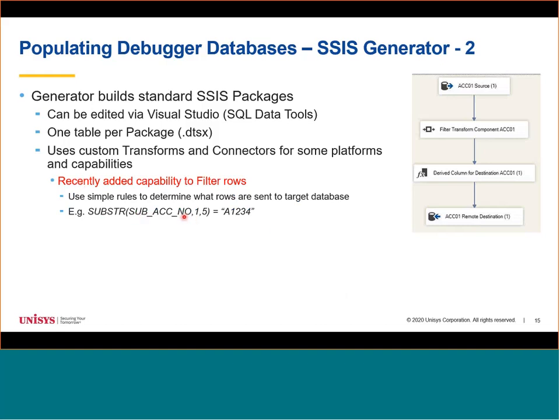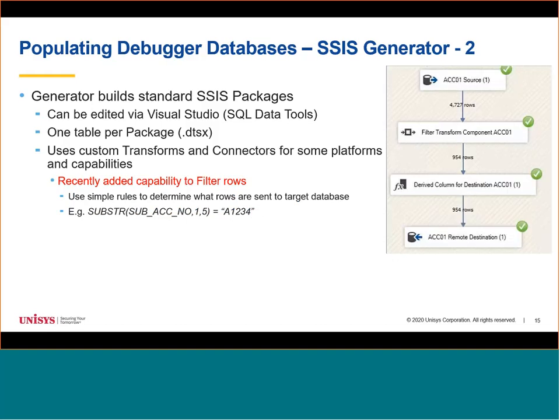I've got sub-account number as the field in the structure. I'm using a verb here called substring. So what I'm saying is I want to take, starting at position 1, 4, 5, the characters out of sub-account number. And if those characters equal A1234, then I'll allow that row to go through to the destination. And the implications of that are shown here.